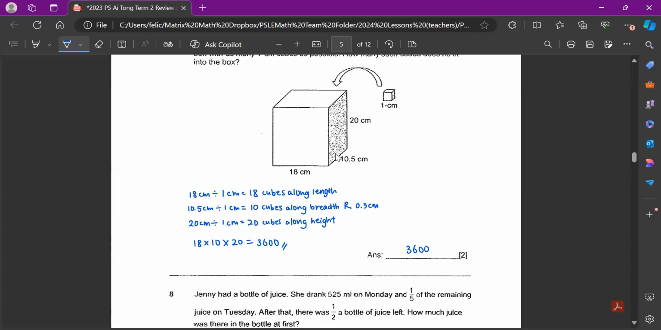So you see, it's different from my wrong answer previously that I illustrated just now. Just now I demoed using the red pen. If you do 18 times 10.5 times this divided by 1, your answer will be 3780. But like I said, that one is the wrong logic. The right logic is to find out how many cubes fit along the length, breadth, and height, then multiply them together.